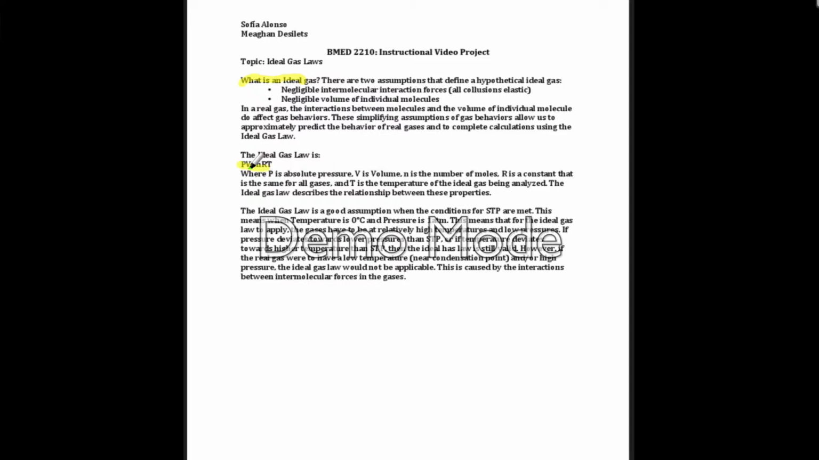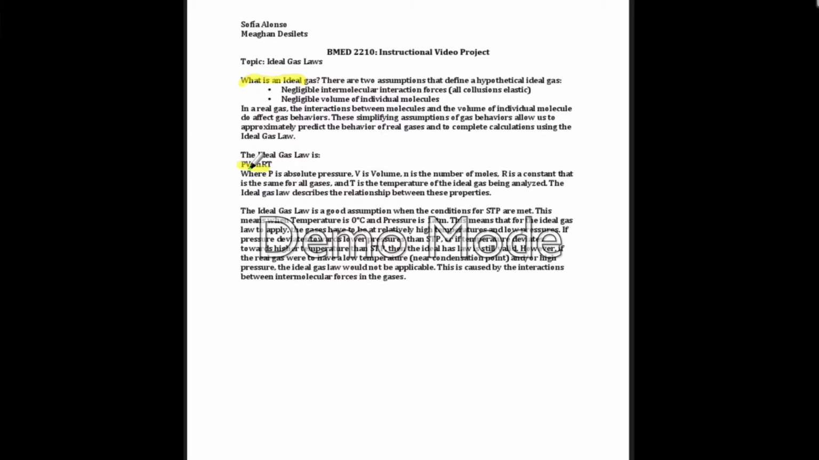So the ideal gas law is PV equals nRT, where P is absolute pressure, V is volume, n is the number of moles, R is the ideal gas constant, and T is the temperature. And using this equation, we're able to describe certain relationships between these properties.